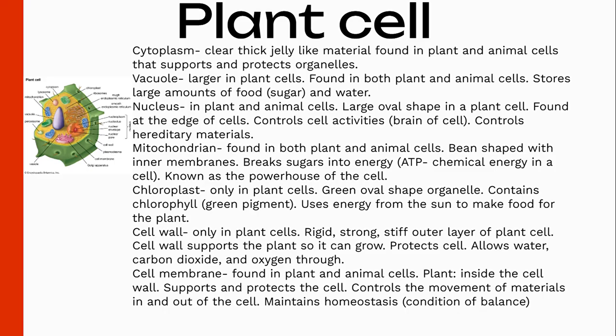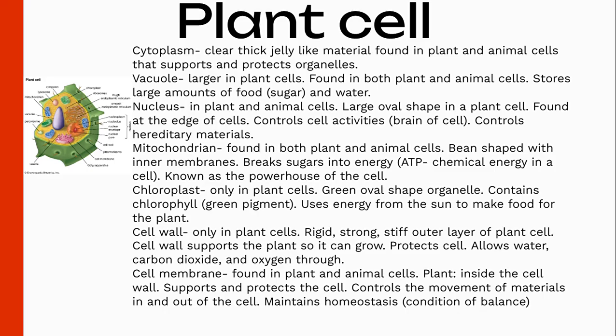Next, we have the mitochondrion, which is found in both plant and animal cells. It is bean-shaped with inner membranes. It breaks sugars down into energy. The type of energy it creates when it breaks down the sugars is ATP, which is the chemical energy within a cell. The mitochondrion is also known as the powerhouse of the cell.